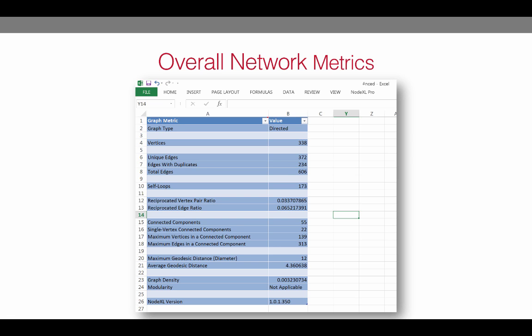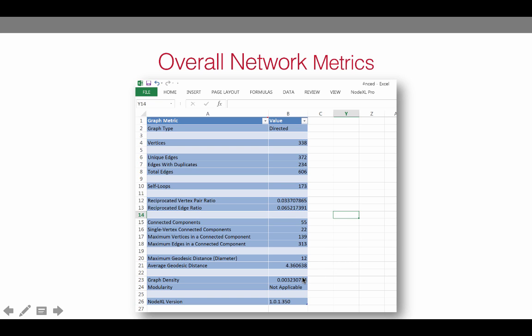We can also see that there's duplicate edges. That means someone might have replied or mentioned another person more than once. And then finally, we have the total number of relations in this network. And we have some other measures here.